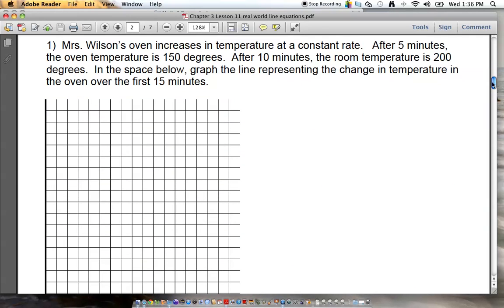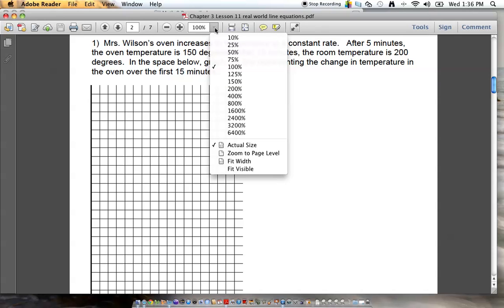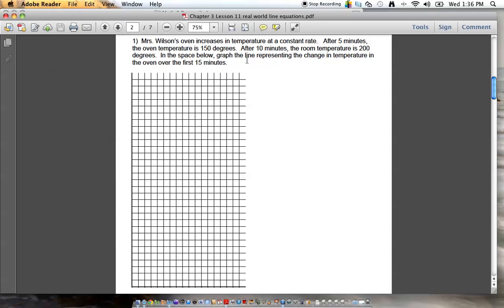Ready? Mrs. Wilson's oven increases in temperature at a constant rate. Now, constant rate is a code word. Constant rate in terms of graphing, and we have a graph there, so we know we're going to have to graph, means straight line. So as soon as you see constant rate, you should be thinking linear, straight line.